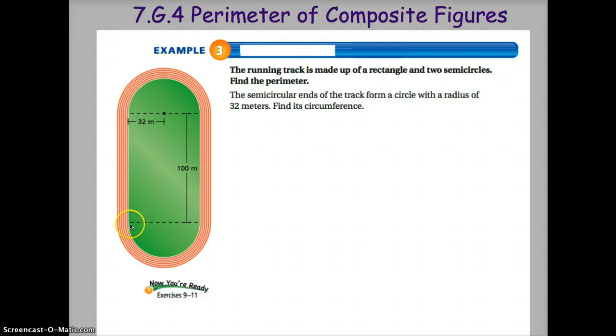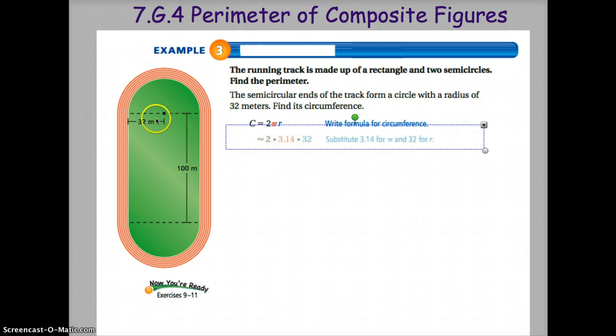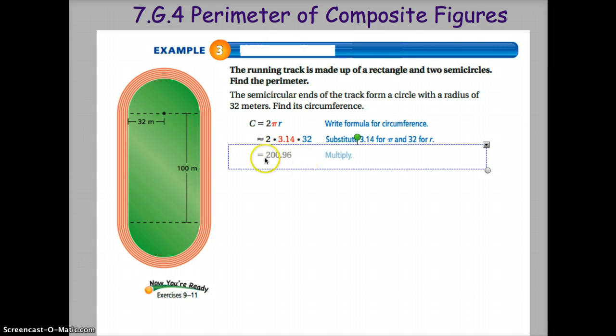So all I need to do is find the perimeter of that circle first. C equals 2 pi r. Plug my numbers in. 2, obviously. 3.14 I'm using for pi, and then my radius of 32 meters I can plug in here. Now I can do my multiplication, and I end up with 296 hundredths.